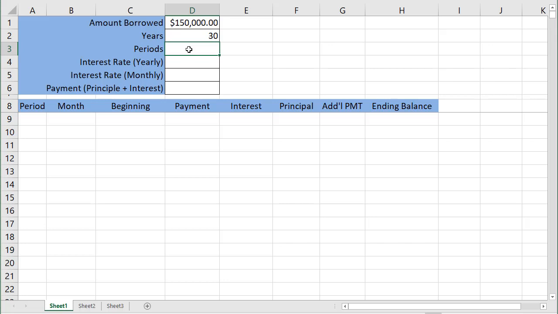Over the course of that 30 years, I'm going to be making monthly payments. So that's going to be 12 payments per year over the course of 30 years. So let's calculate the number of monthly payments I'm going to make. So that's going to be 30, the number of years, multiplied by 12, which is going to give us 360 monthly payments I'm going to have to make before I pay this house off.